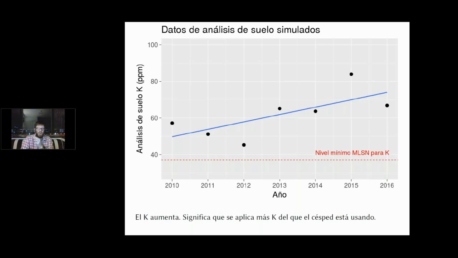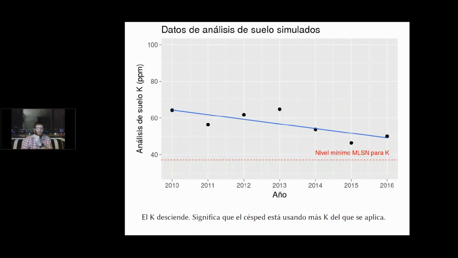So what you can tell, if it's going up, that means the grass is using less than is being applied as fertilizer, or that's coming in the irrigation water, or whatever the source of the potassium is. There's a little bit more being applied than is being used. And this is the opposite case. In this case, we see the potassium is going down over time. It starts off in 2010 at about 65 parts per million, and it goes down to 2016 to be at about 50 parts per million.